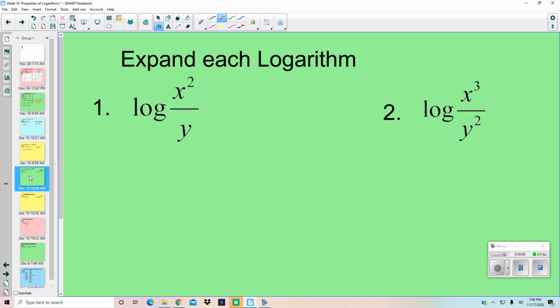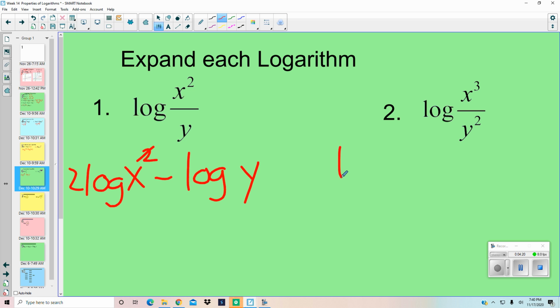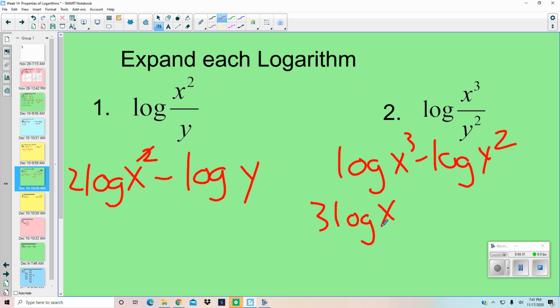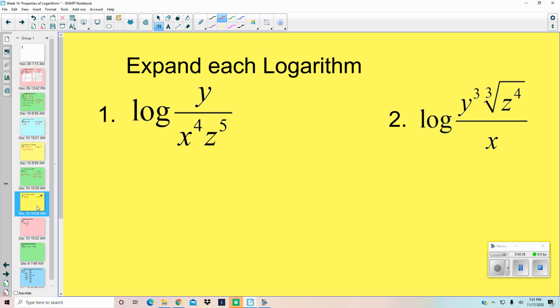So here I'm asked to expand each logarithm using the properties. So when I have division, it's going to become subtraction. And I could take it one step further and put the 2 out in front. So for the second one, I get that, and then I can put the 3 in front and the 2 in front. Bases just have to be the same. Here's another example, a little bit more complicated, of division becoming subtraction.